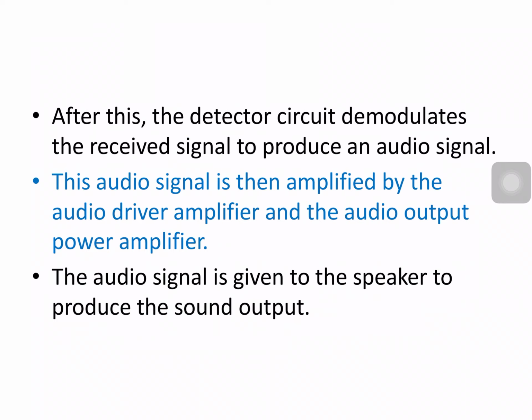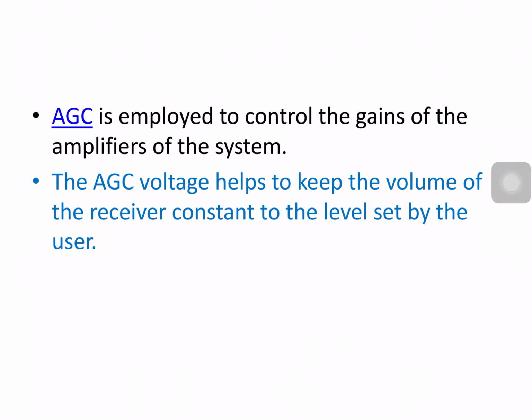Now automatic gain control. Automatic gain control is employed to control the gain of the amplifier of the system. The automatic gain control voltage helps to keep the volume of the receiver constant to the level set by the user. So up till now we saw two topics. One is FM demodulator and another is double conversion method in communication receiver.